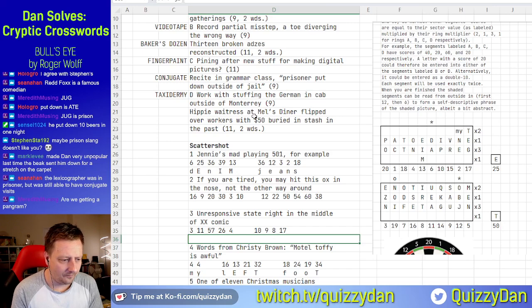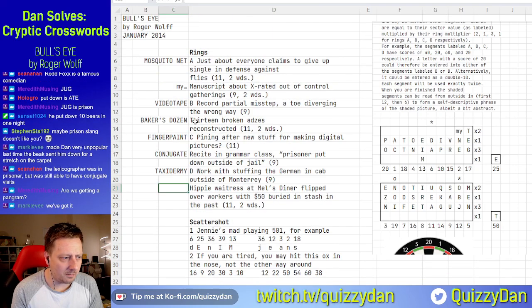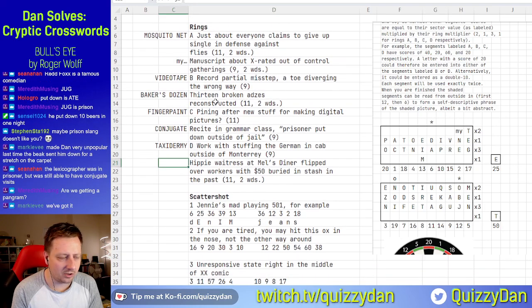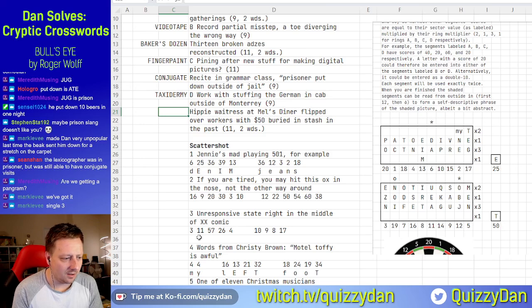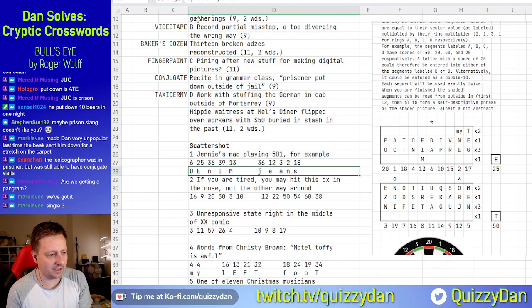So. Don't know anything about this hippie waitress. This manuscript also I don't know anything about. So. Single 3 is. Oh yeah, we have. Is that already a pangram? So that D can be a single 6. So I'm happy with that. The N for triple 36.